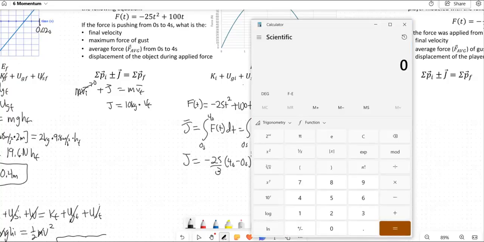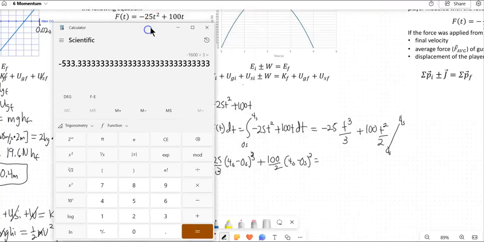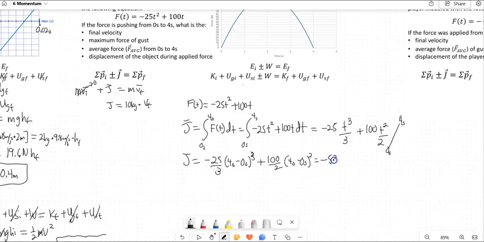Let's plop some stuff in the calculator. So 4 seconds minus 0 seconds is 4. And then we're going to go ahead and cube that. So 4 times 4 times 4 equals 64. Times 25, that is negative, equals, and we're going to divide that by 3. So negative 533.333. So that's the first part. 0.33, and that's Newton seconds.